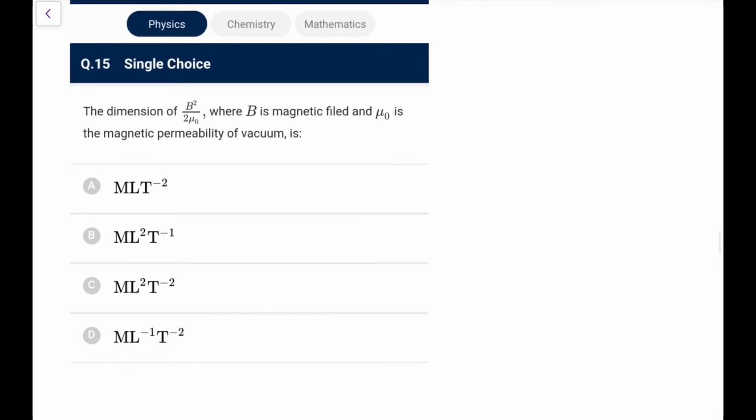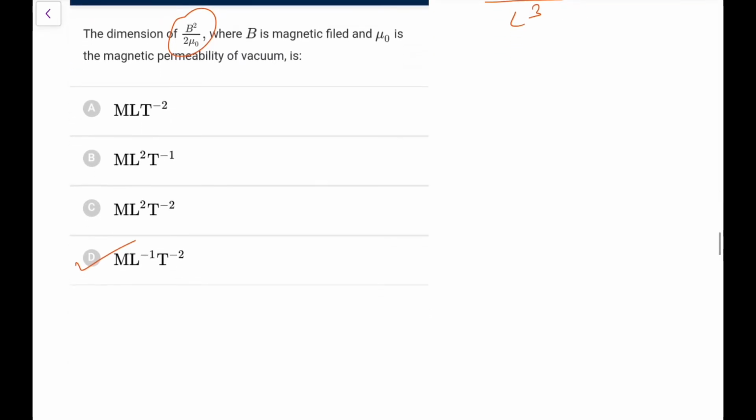Next, the dimension of B square by 2 mu naught, so this is energy density. You know energy is ML2 T minus 2, and density is L to the power 3 divided by volume, so ML minus 1 T minus 2. Sorry, energy density is ML minus 1 T minus 2, go for option D.